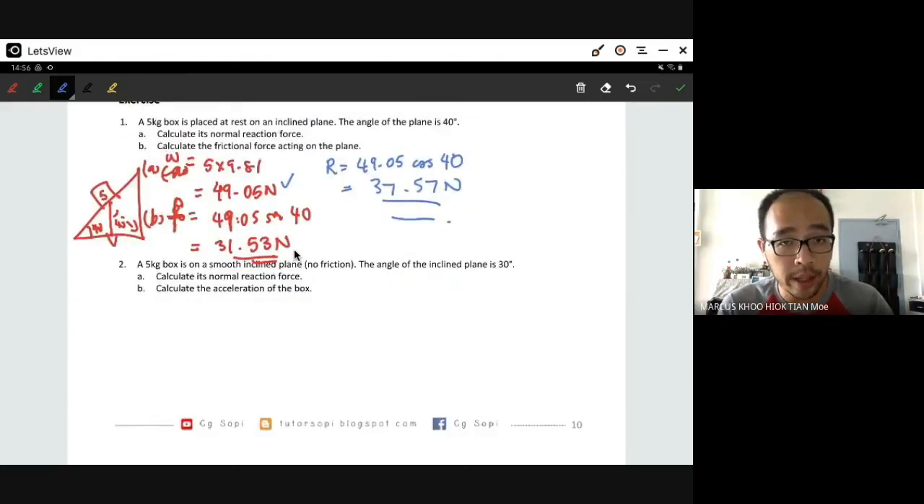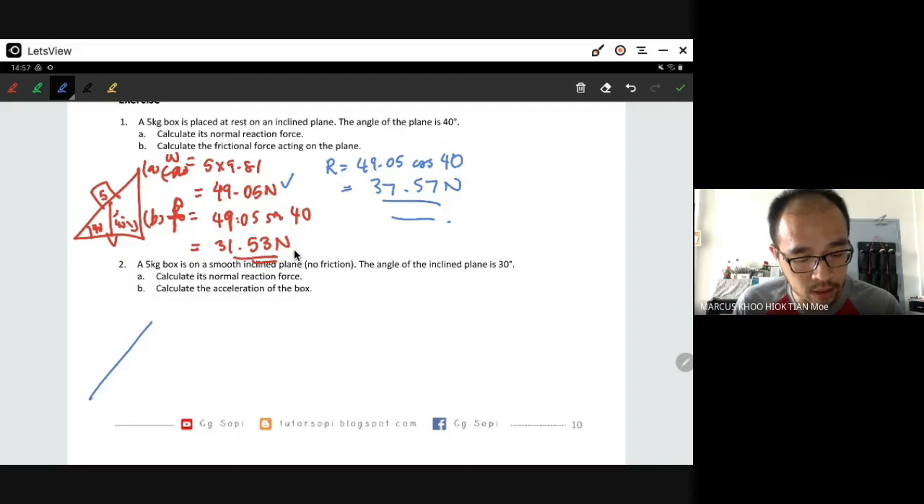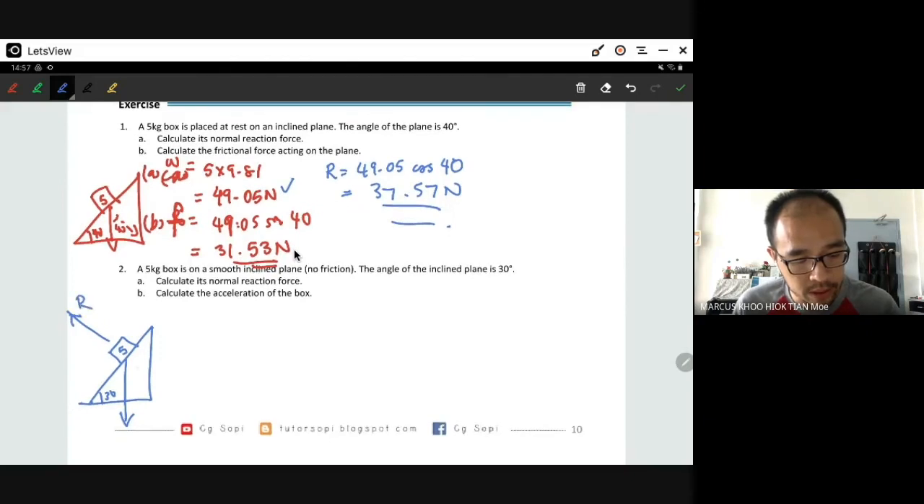The second pair of people is Zulaika and Rania. Right? Yeah. Okay, so let me see. Same situation except that the angle is now 30 degrees. You still have a 5 kg box. Weight is always this way. And then of course the same thing, the reaction force, and then the two components over here. Okay, Zulaika, over to you.